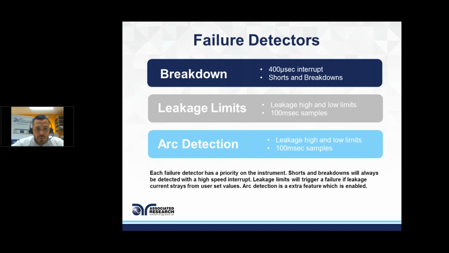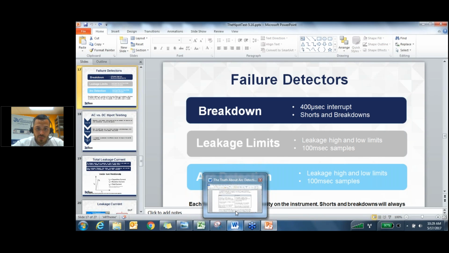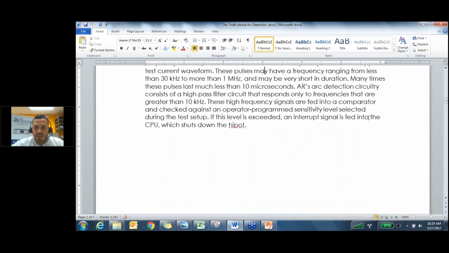And because we have a lot of calls on this, we've created a white paper to help us out and explain to the customer. Now this is two to three pages long, but we'll just look at this table for now.